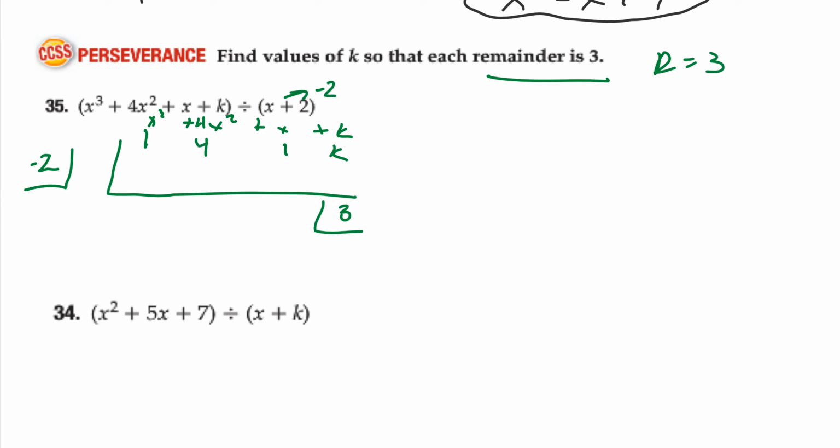Well, let's just do what we always do. Do synthetic division. Bring the first one down, multiply across, add, multiply across, add, multiply across. And this is the equation we're going to get, right? How do I get here? K plus 6 equals 9. That's the way it works, right? You add these down, so it equals this.